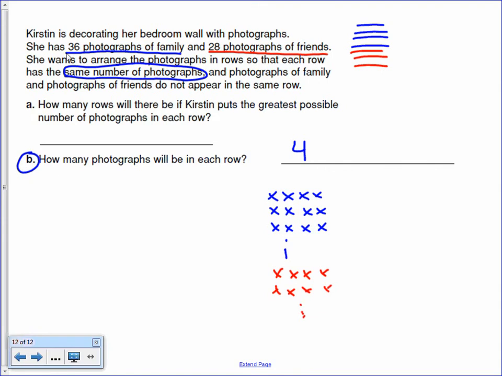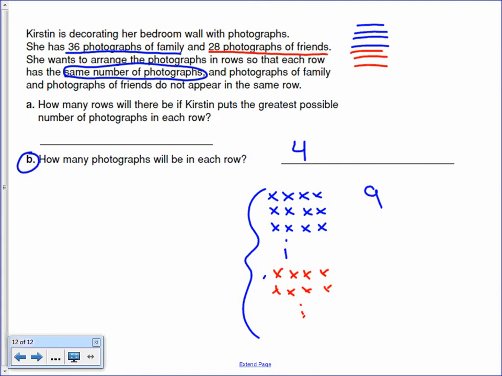So question A asks, how many rows will there be if she puts the greatest number in each row? So I had to find the total number of rows here. So if you look at the family, there's 36 total photographs. So if we put 4 in each row, well, 36 divided by 4 will give me 9. Okay, so there's going to be 9 rows of the family.